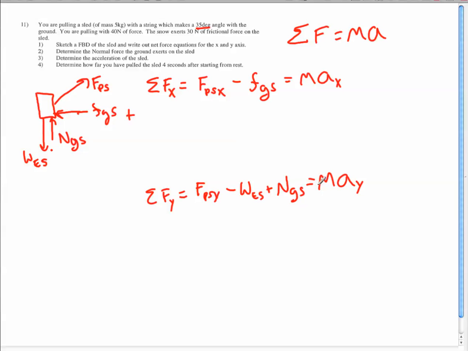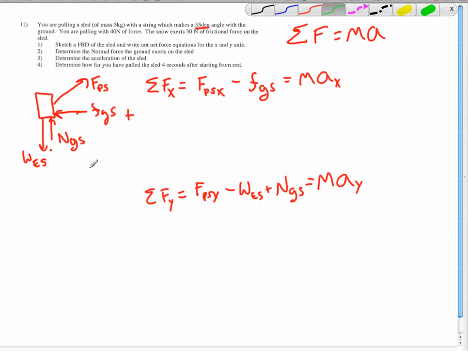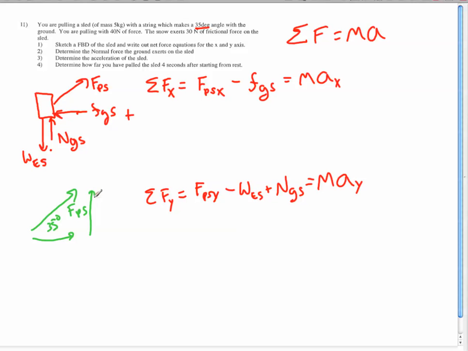All right, now at this point, you could try to answer some of these other questions. For example, determine the normal force the ground exerts on the sled. Well, that's going to require that we determine these values, and we can do that by way of some trigonometry. There's our force person on sled at an angle of 35 degrees. So there is an x component of that pull and a y component of that pull. And you can use your trigonometry to figure that out. Right, so I've done the trigonometry there to figure it out.